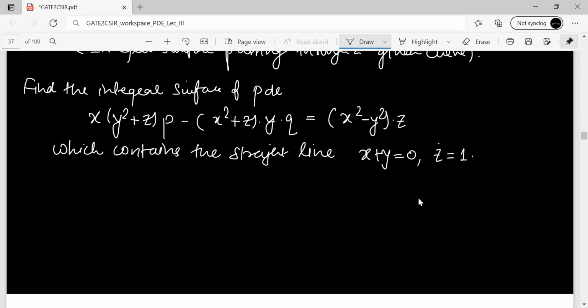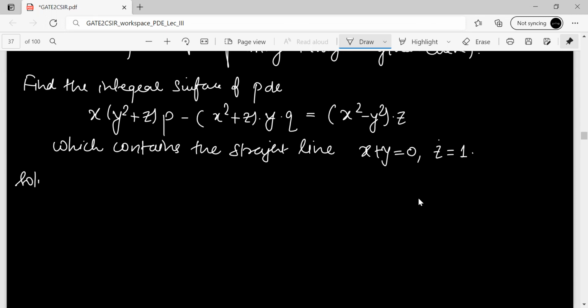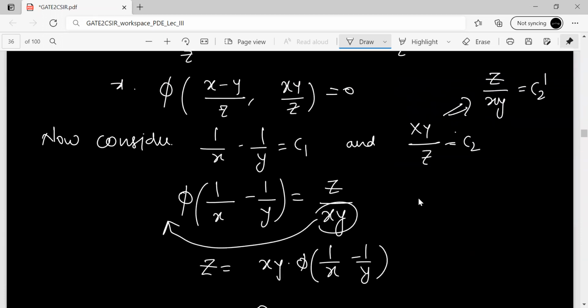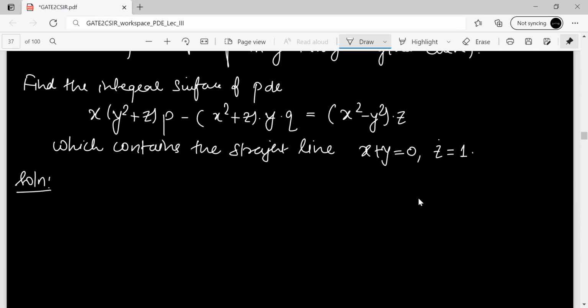That means earlier while solving a PDE, we used to get an arbitrary function, right? Let's say you got this one. But in Cauchy's problem, basically this arbitrary function won't be there and there will be no constants. It will be completely a surface. The solution of that PDE will be completely a surface and it will contain this curve.